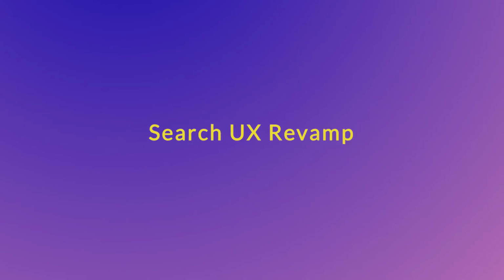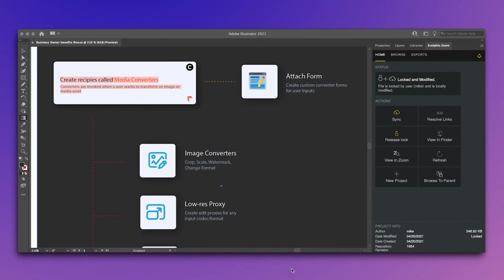Editors spend a lot of time in our Adobe CC panel searching for assets. In this update, we have streamlined the user experience for search by separating it out into its own tab. Check this out. Sandy opens the Adobe Illustrator Evolve in Zoom panel.